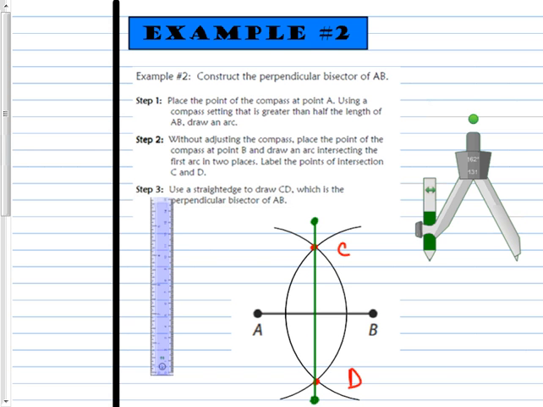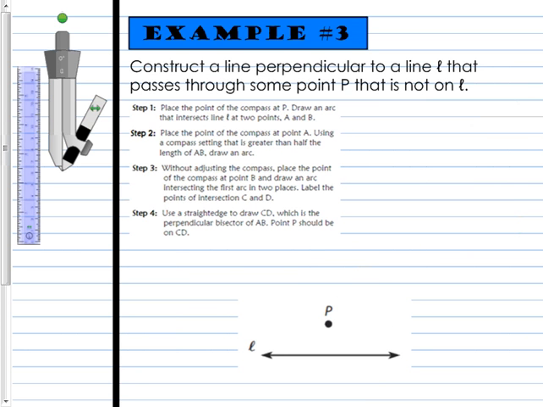And then remember, that means any point on CD is the same distance from A as it is to B. So if CA is 25, then CB is also 25. If I make another point right here and I call this point J, if JB is 5, then JA is also 5. Any point on the bisector is an equal distance to the endpoints. Let's move on to example 3.